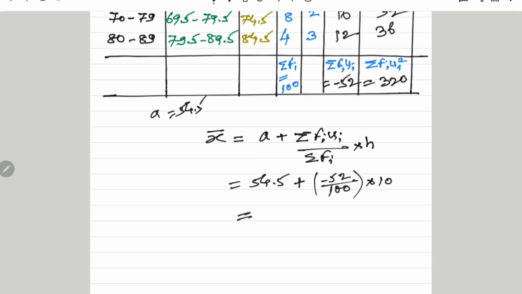Simplifying it further, we get that value as 54.5 minus 5.2, and nothing but the value of mean is 49.3. This is the mean of that data.